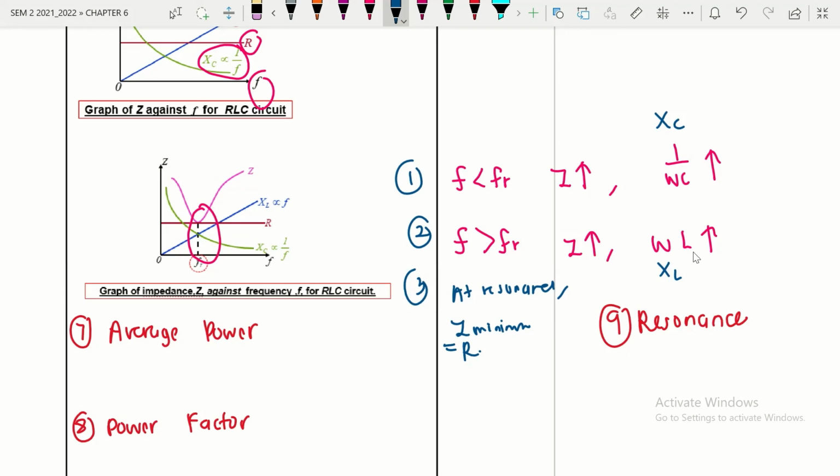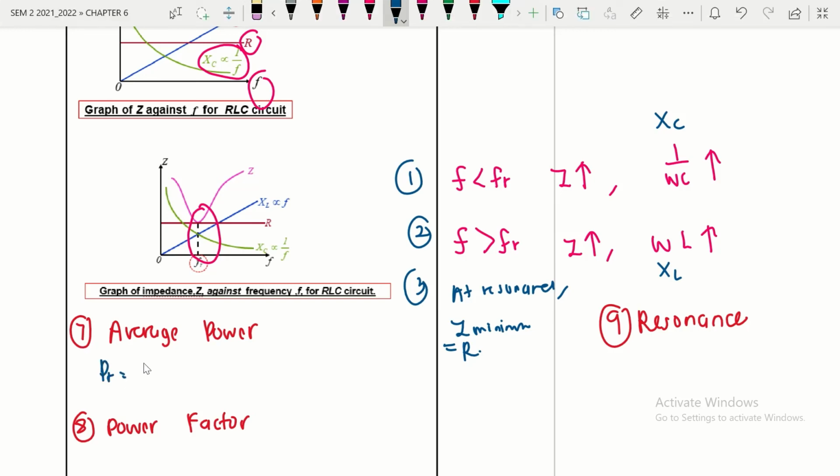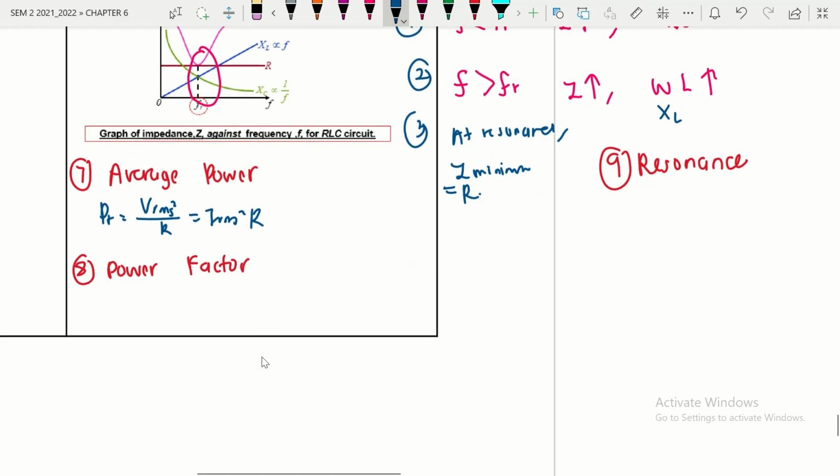Okay. So, now kita nak tengok average power dia. So, average power dia kita pakai formula apa? Sama juga. Average power equals to V RMS squared bahagi dengan R equals to I RMS squared darab dengan R. So, the power factor. So, power factor dia pun sama. Cos phi equals to R over Z. Okay, power factor dia adalah cos phi equals to R over Z.